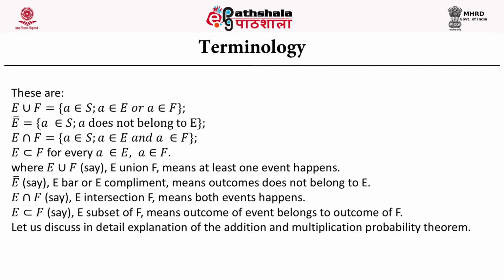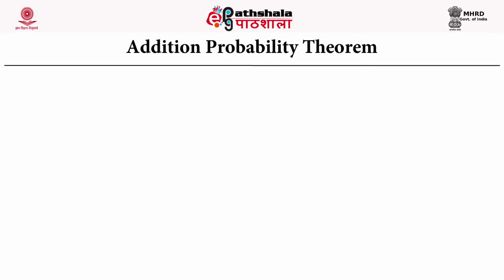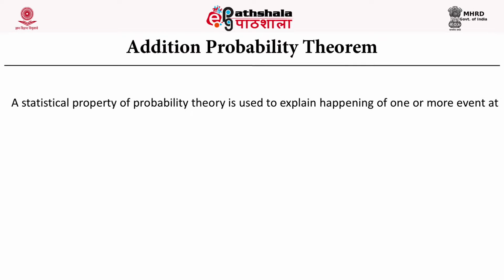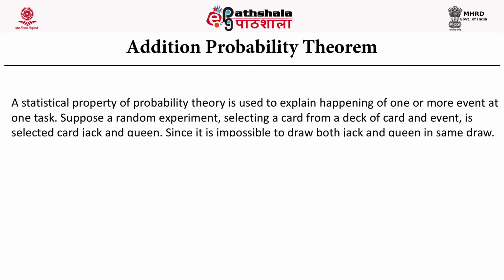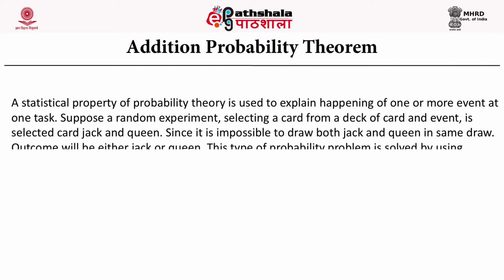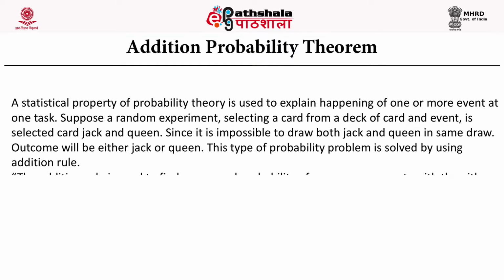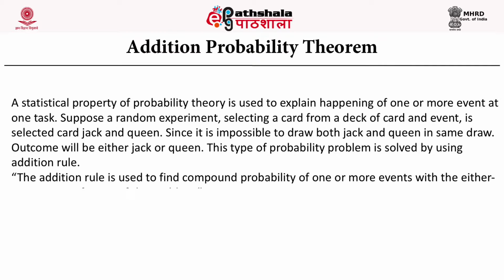Let us discuss in detail the addition and multiplication probability theorems. Let's start with the addition probability theorem. This theorem is used to explain the happening of one or more events in one task. Suppose a random experiment is selecting a card from a deck of cards, and the event is selecting a Jack or a Queen. Since it is impossible to draw both Jack and Queen in the same draw, the outcome will be either Jack or Queen. This type of probability problem is solved using the additive rule.